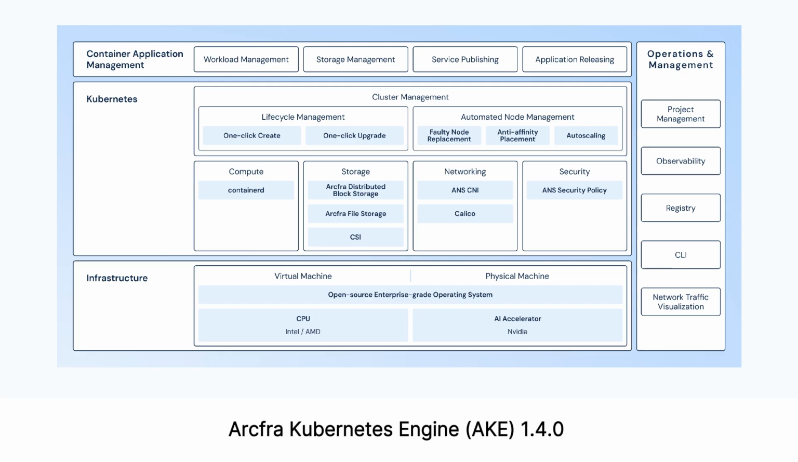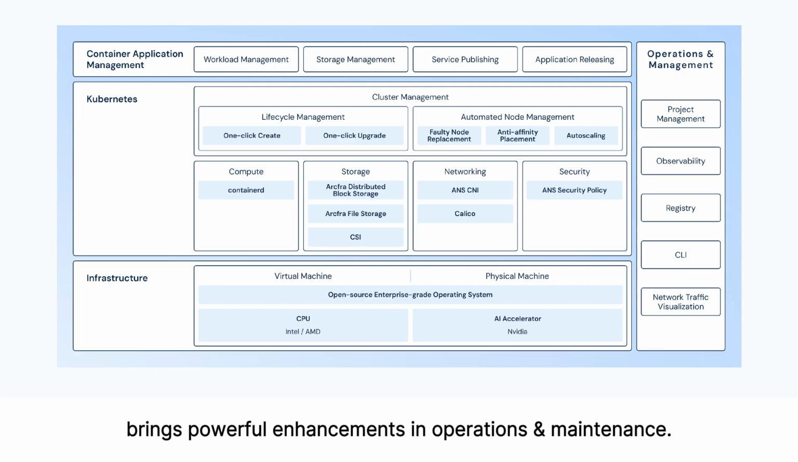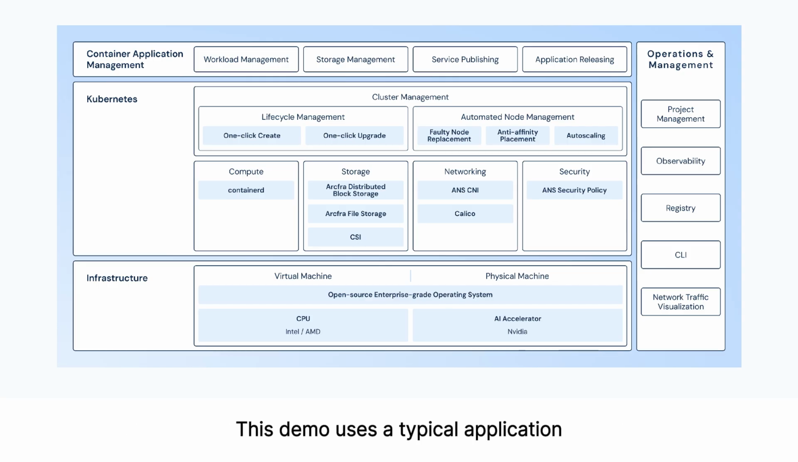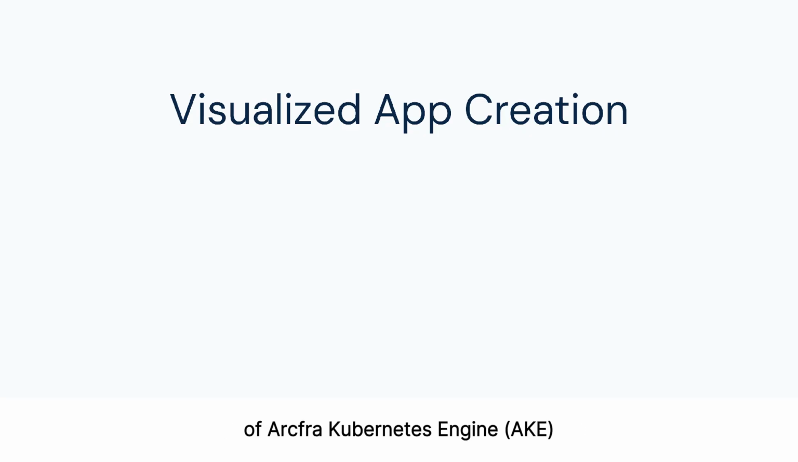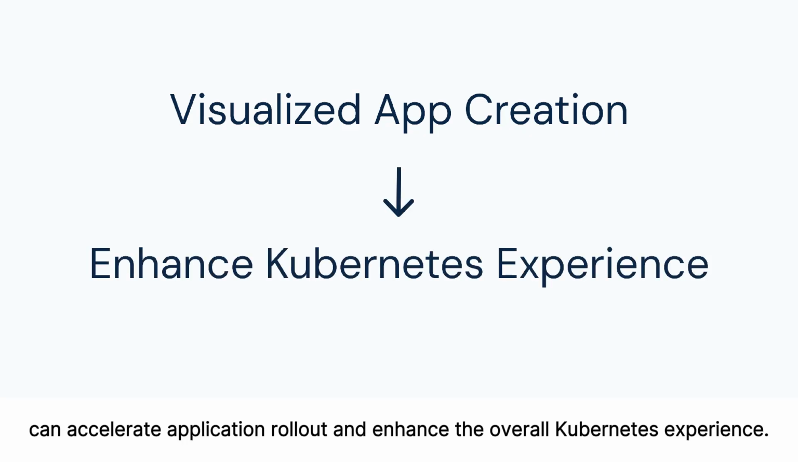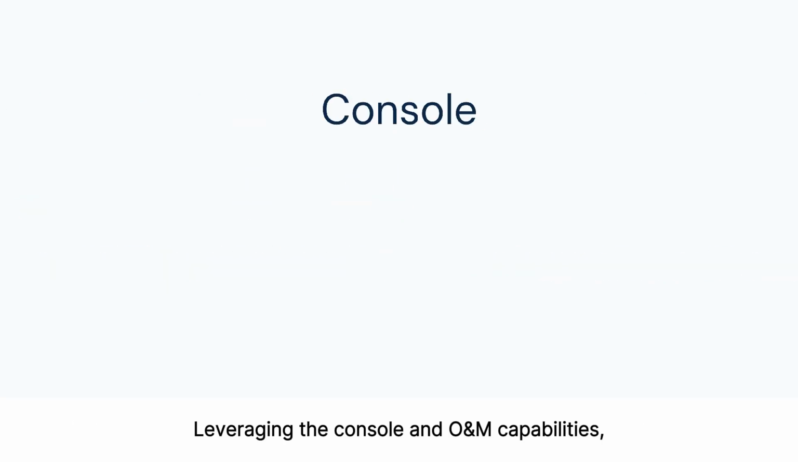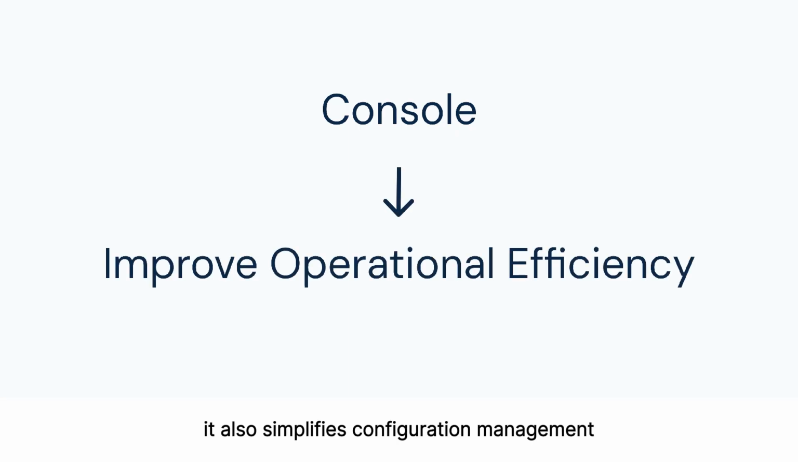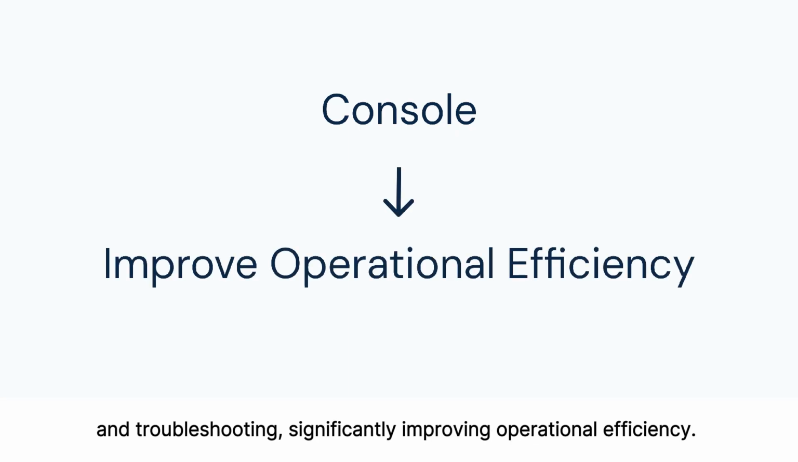Arcfra Kubernetes Engine, aka AKE 1.4.0, brings powerful enhancements in operations and maintenance. This demo uses a typical application as an example to showcase how the visual YAML deployment feature of Arcfra Kubernetes Engine, aka AKE, can accelerate application rollout and enhance the overall Kubernetes experience. Leveraging the console and O&M capabilities, it also simplifies configuration management and troubleshooting, significantly improving operational efficiency.